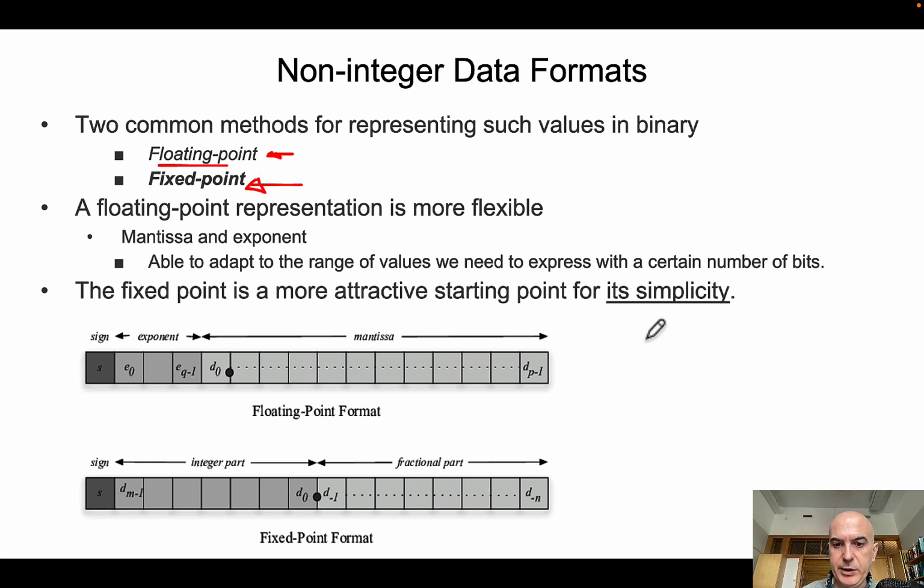A floating point representation is typically more flexible, and is represented here in this diagram. A certain number of bits are dedicated to a so-called mantissa or significand, and a so-called exponent takes a certain number of bits. So this floating point formulation is able to adapt to the range of values we need to express with a certain number of bits, and therefore is quite flexible. For simplicity in quantum computing, we use the fixed point formulation of real-valued data. So it's a more attractive starting point because of this simplicity.